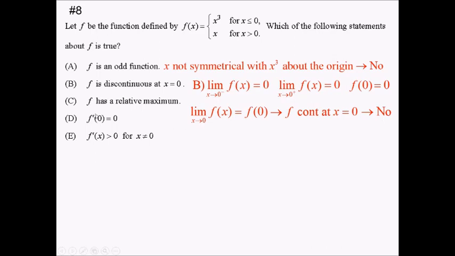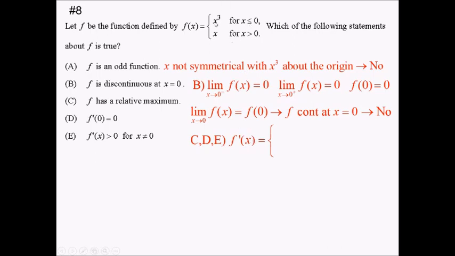So these next three options, f has a relative max, f prime of 0 equals 0, f prime of x is positive. So these are all talking about f prime. So we're going to have to go ahead and take f prime of this piecewise function. So for C, D, and E, f prime. Now if you're doing a piecewise function, you can always count on being able to take the derivative of the individual rules. It's just the derivative at the border value that's a little bit up for grabs.